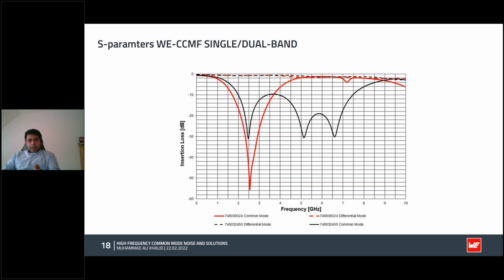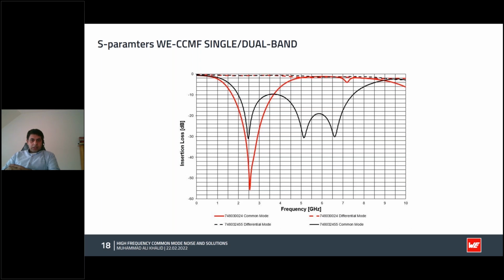So after all this background from the SNR and antenna desense, we can see the electrical parameters for our new innovative WE-CMF common mode filter. And here you can see the typical S parameters for the common mode filter, which include insertion loss and the differential mode insertion loss and common mode suppression.